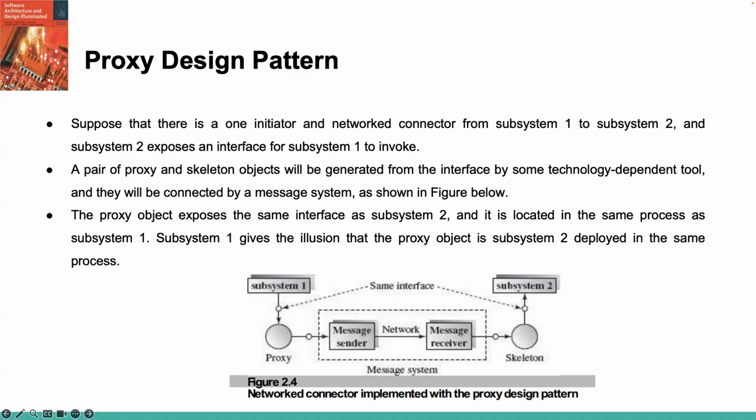So what are the benefits of using proxy and skeleton objects? Number one is abstraction. The proxy provides a local abstraction for remote services, hiding the complexity of network communication. Number two is transparency. Subsystem 1 can invoke methods on subsystem 2 as if they are located in the same process, even though it's deployed on different machines. And finally, scalability. This design pattern makes it easier to scale distributed systems by keeping the communication seamless for the initiator.